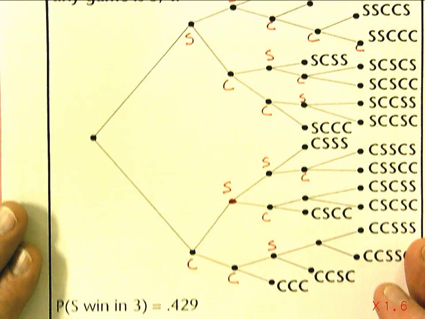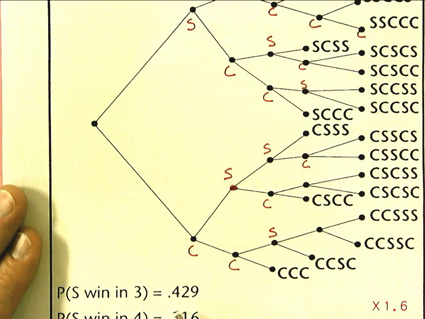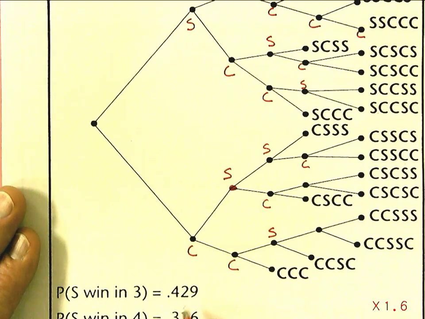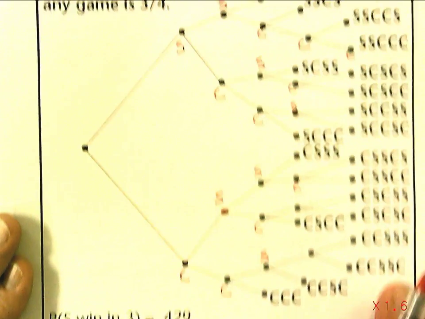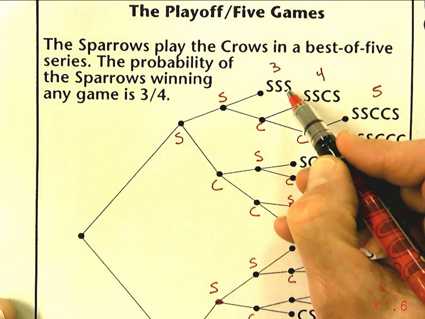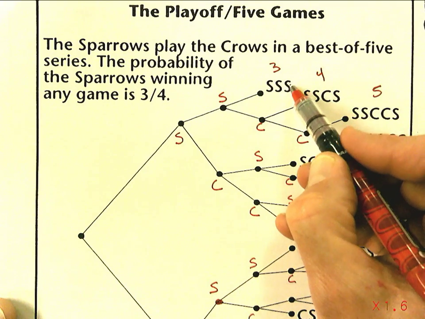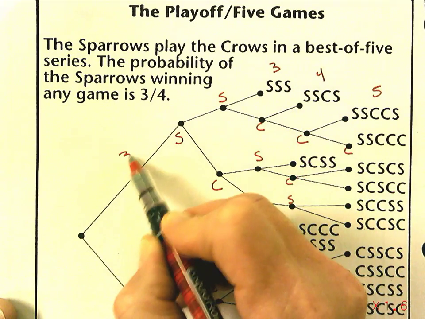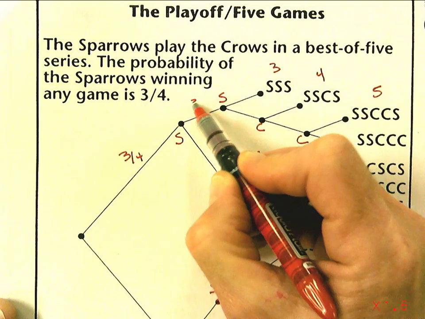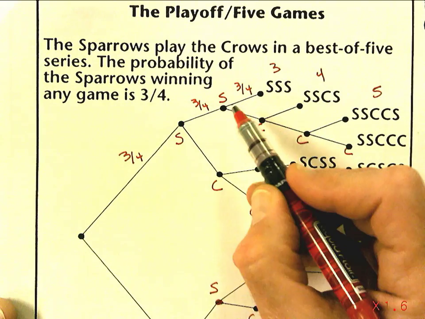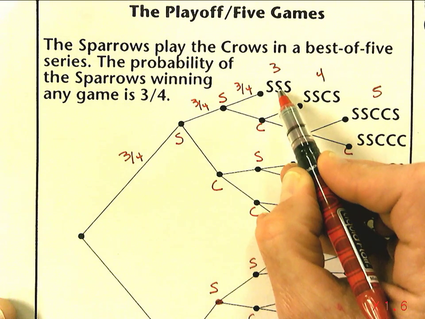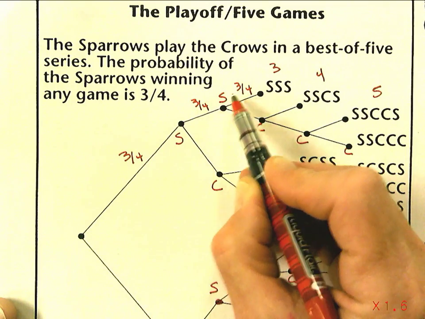Here they give us a winning percentage, or the chance of them winning, in decimal form. So we want to see how we come up with this decimal 0.429 for the Sparrows to win in 3 games. There's only one scenario where they win in 3 games, and it's right up here. We know that the probability of the Sparrows winning any one game is 3/4, so we put that there, and then another 3/4, and then another 3/4.